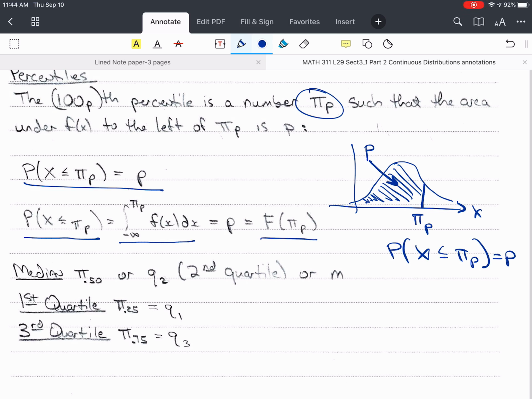Now, here are some special percentiles, and these are also known as quartiles. The median is pi sub 0.5, and that's also known as q sub 2, the second quartile, or m for median. So we have no lack of ways to express the median. We have many. Pi sub 0.25, that's the 25th percentile, is also the first quartile. If you think of quarters, if I have a quarter in my pocket, that's 25% of a dollar. The same thing if I have 3 quarters, that's 75% of the dollar. So Q3 and pi sub 0.75.